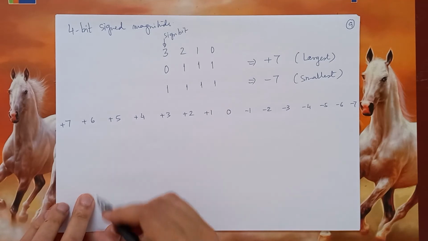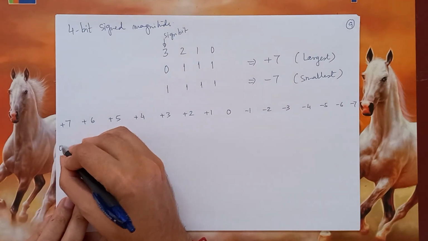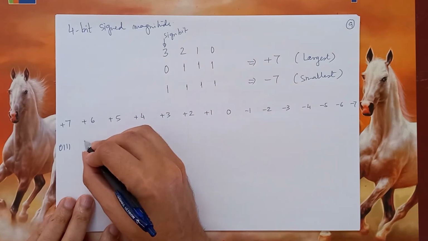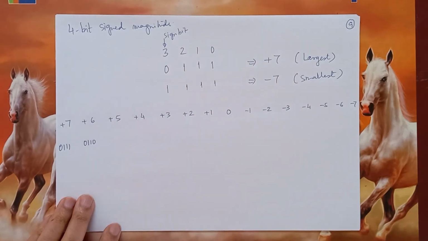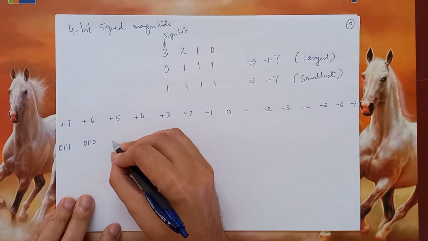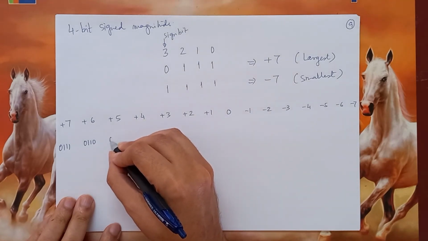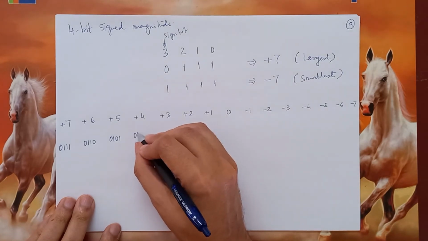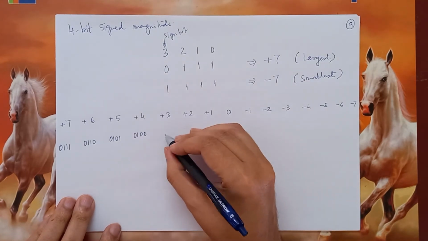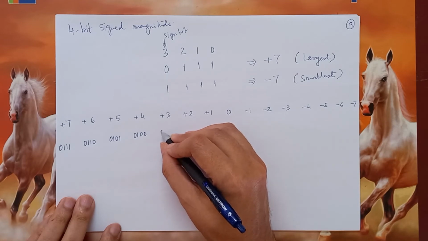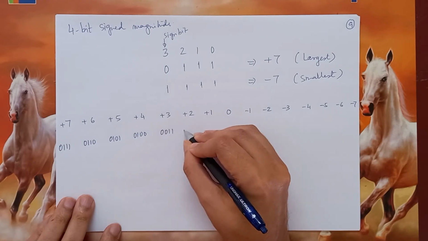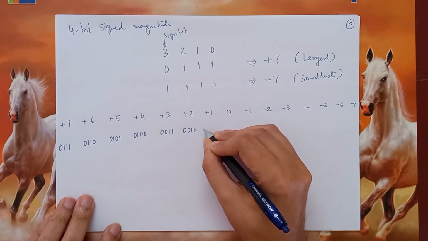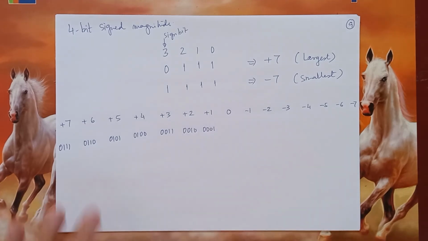So here, plus 7, as we know, is 0111. Plus 6 is 0110. Plus 5 is 0101. Plus 4 is 0100. Plus 3 is 0011. Plus 2 is 0010. Plus 1 is 0001.